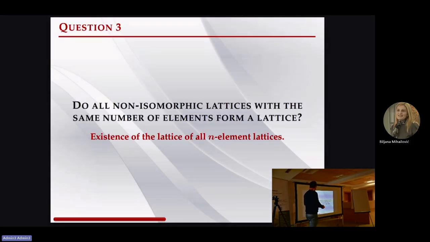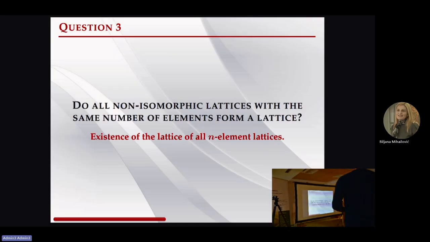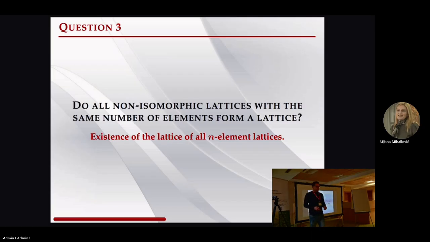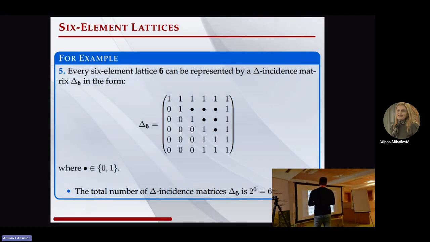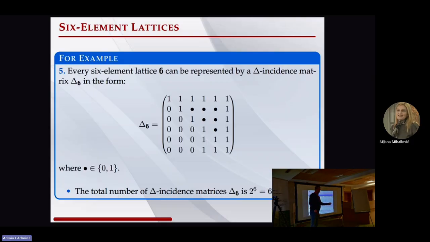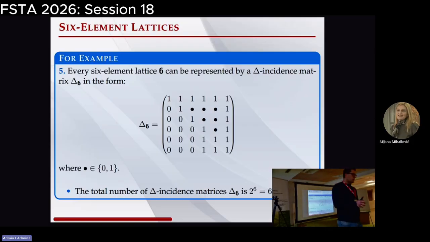So immediately we have question 3. If we take all n-element lattices, do we get a lattice again? For the answer, we take a look at the 6-element lattices. So again, we have this general form of the delta incidence matrix. We see 6 free positions. So there are 64 delta incidence matrices. So let's start.